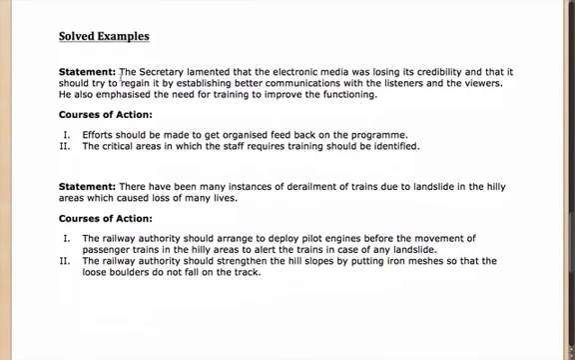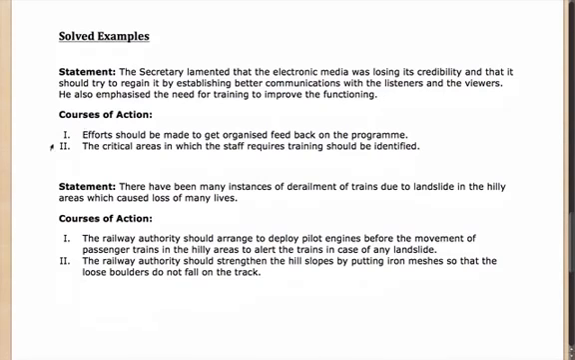Let's see. What does the statement say? The statement says the secretary lamented that the electronic media was losing its credibility and that it should try to regain it by establishing better communication with the listeners and the viewers. He also emphasized the need for training to improve the functioning. So that is the complete statement which is given to you. You have to consider that as a fact, you have to consider that as true.